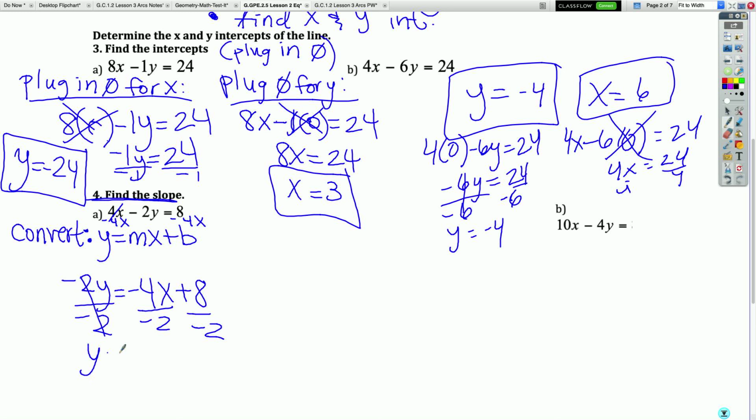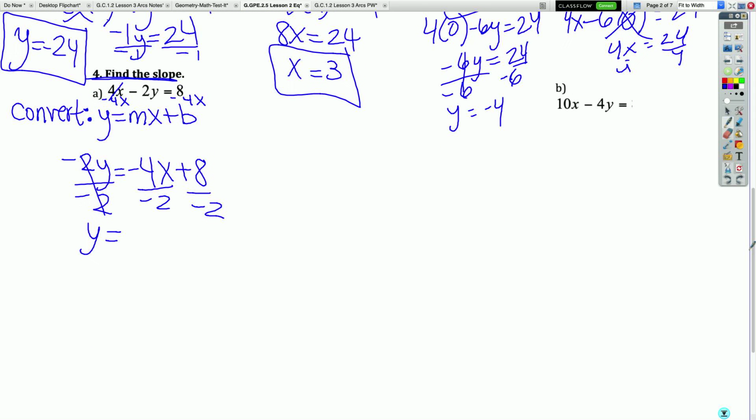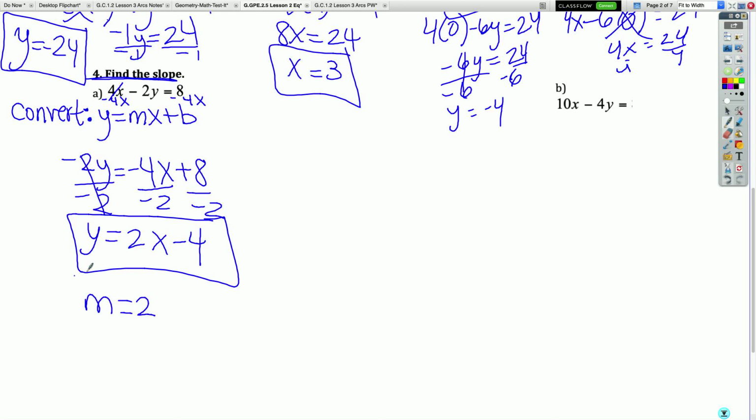Okay, so we get y equals, what's negative 4 divided by negative 2? Positive 2x. And then what's 8 divided by negative 2? Negative 4. Okay, so that is my equation, but what did the question ask me to do? Find the slope. Should we find the slope now? 2. So once we get it into slope-intercept form, it's super easy just to find the slope, the number attached to x. Okay, so go ahead and try our next one. This needs to be a 16. It got cut off. So go ahead and try that next one.